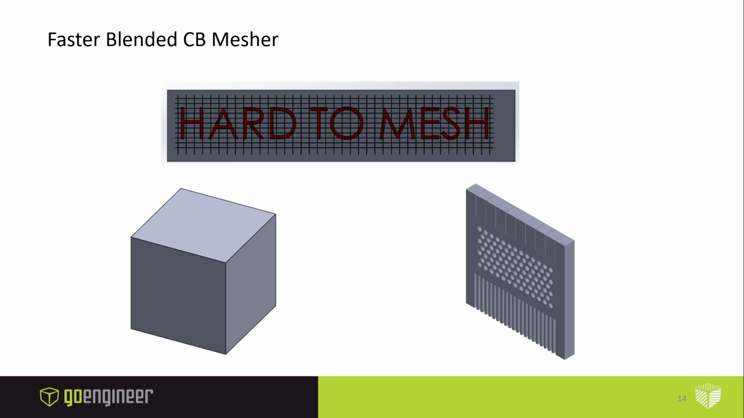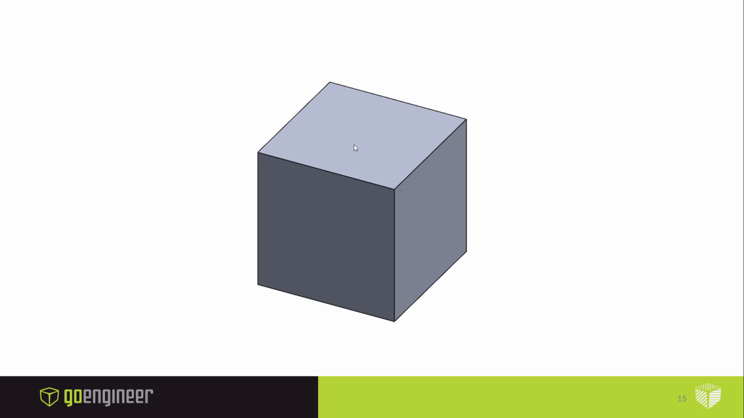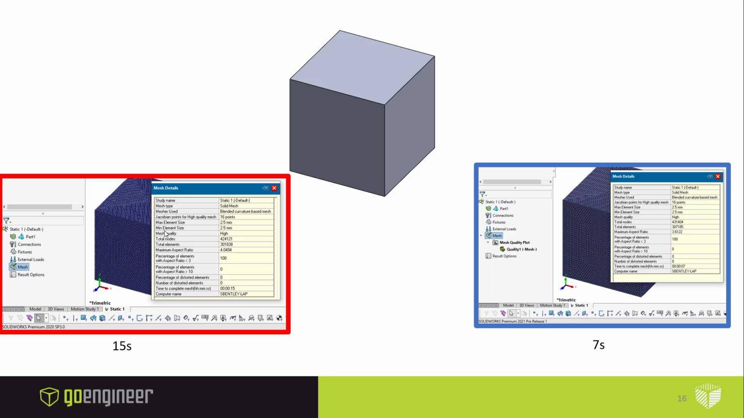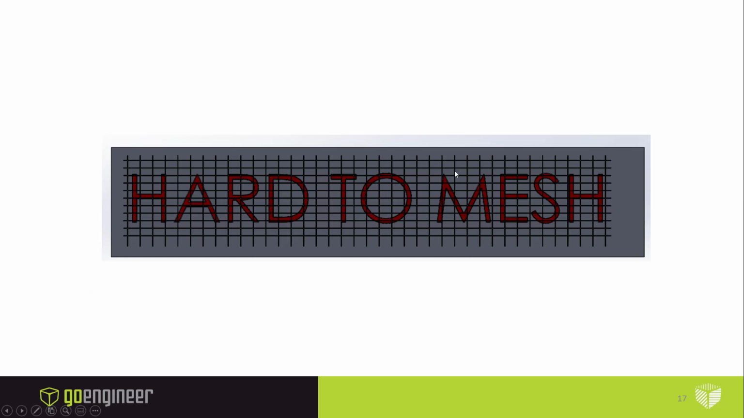To show you this speed improvement, I've tested this mesher on 3 different pieces of geometry ranging from very simple to very complex. In the first case, I meshed a simple cube to see how much faster it is at meshing blocky volumes. In SOLIDWORKS 2020, it took about 15 seconds to get about 300,000 elements. In 2021, it took only about 7 seconds to get the same. This next piece of geometry is a very thin plate that has a lot of tiny ribs on it, little tiny fillets on the sketch text.